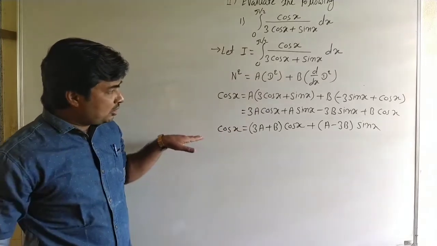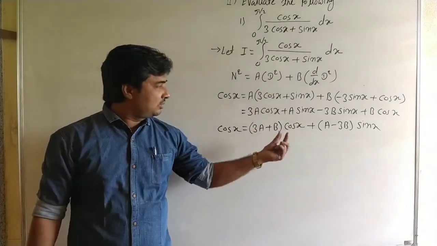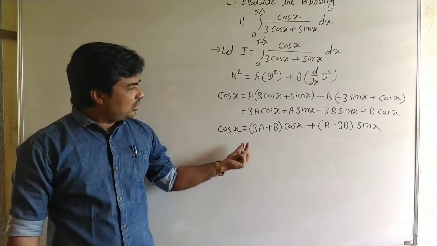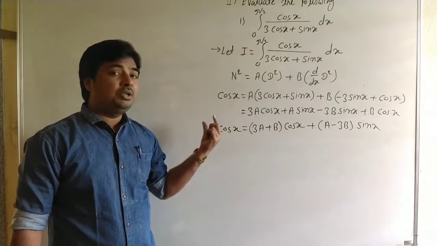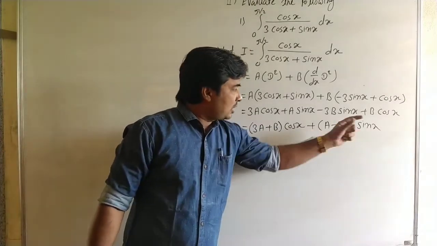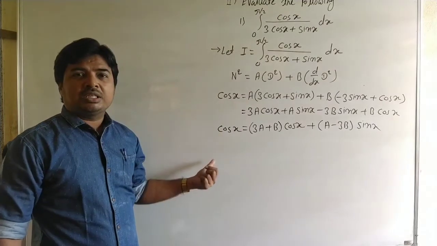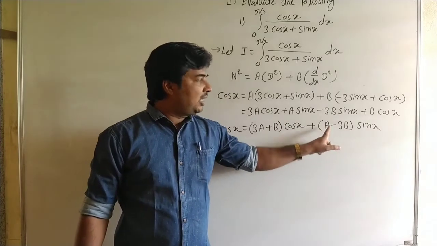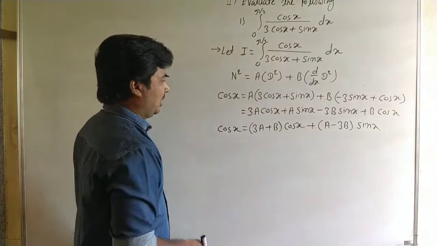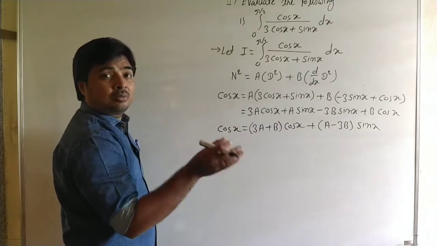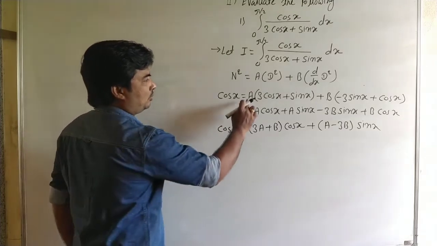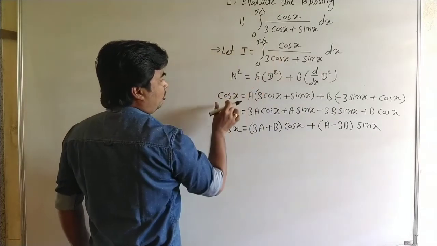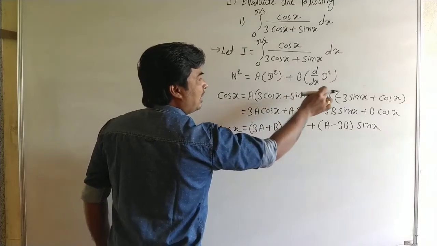Now compare the coefficients of cos x and sin x. The coefficient of cos x is 3a plus b, and on the other side the coefficient of cos x is 1. So we get the first equation: 3a plus b is equal to 1. The coefficient of sin x is a minus 3b, but sin x is absent on the other side, therefore its coefficient is 0. Now we get the second equation: a minus 3b equals 0. By using these two equations we can find the values of a and b and put them in this expression. That means the numerator cos x can be expressed in terms of the denominator and the derivative of the denominator.